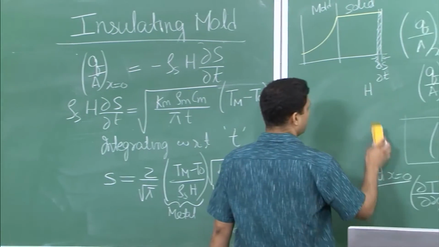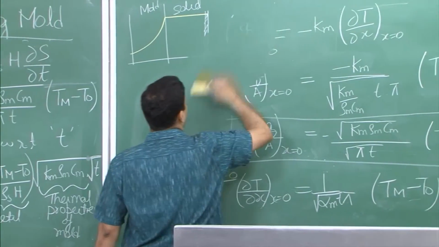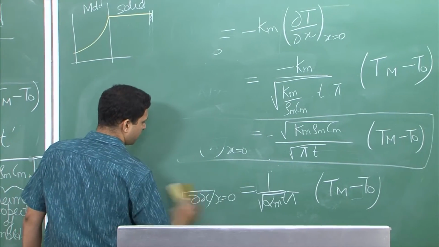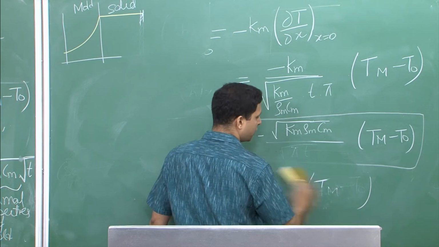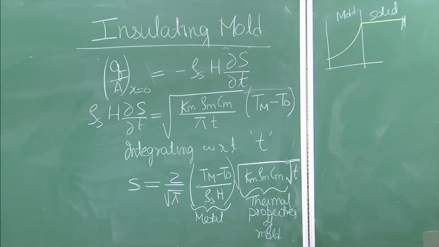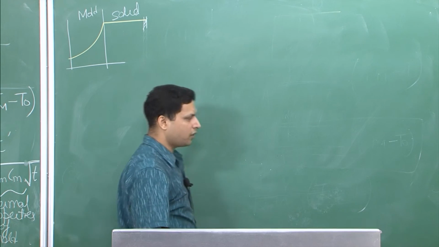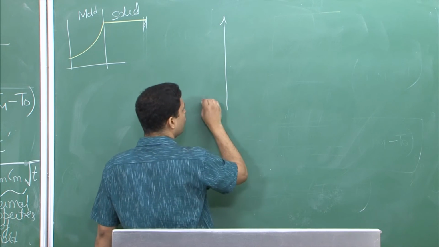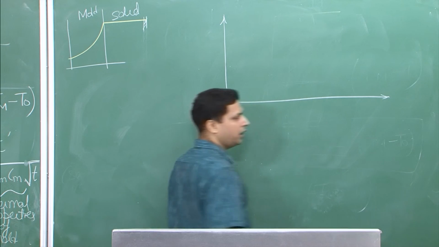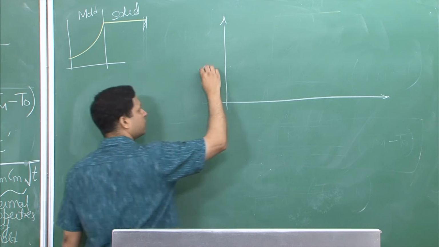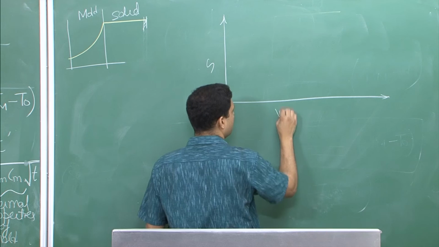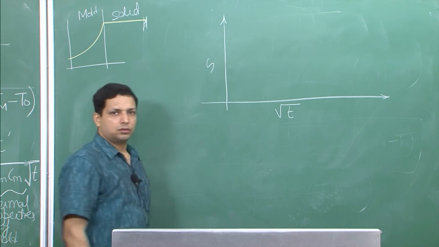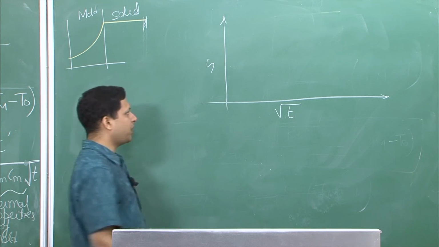Now, as you can clearly see, S is dependent both on metal properties, not exactly the conductivity and specific heat, but still some of the metal properties, and on some thermal properties of the mold. Therefore, if you change the metal or the mold, you would be getting different curves. So, let us say you plotted S as a function of root t, what would you expect? You would expect a straight line.